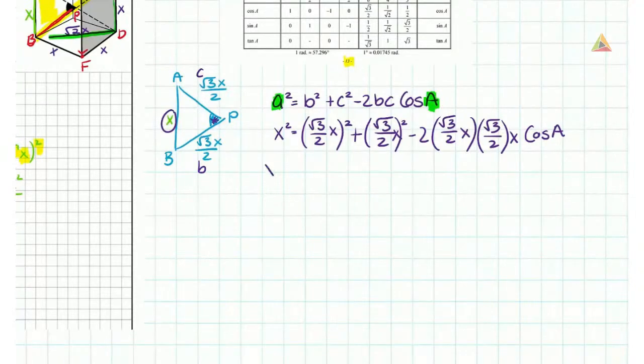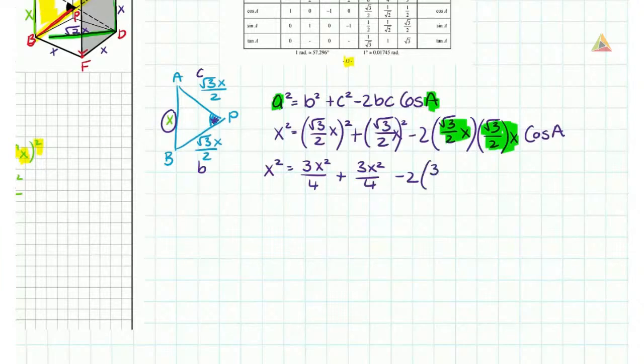So simplifying, we're getting x squared here. Be careful when you're squaring this. So you're going to square the top, square the root 3, you're getting 3. Square the x, you're getting x squared. Square the bottom, you're getting 4. And you're getting exactly the same here. Minus 2 times, so have a look at these. That x should probably be inside the brackets, doesn't make a difference. But those two there, that's just like taking root 3 over 2x and squaring it. So we get exactly as we did, 3x squared over 4 times the cos of the angle A.